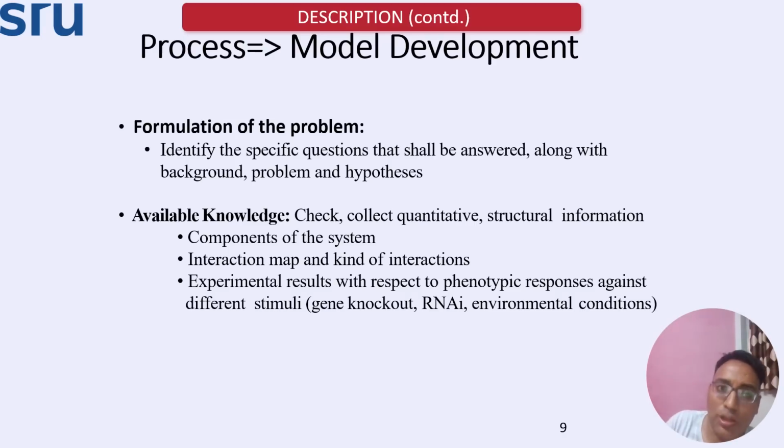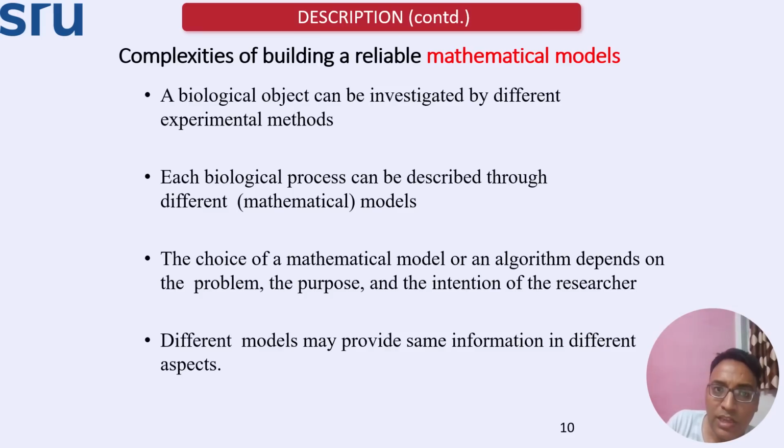Then we build up the model. We try to build up the required model, with the interaction map and kinds of interactions, experimental data, checking each and every part. Then, after building the model, we want a reliable mathematical model, so we try to put the mathematical equations in as well.